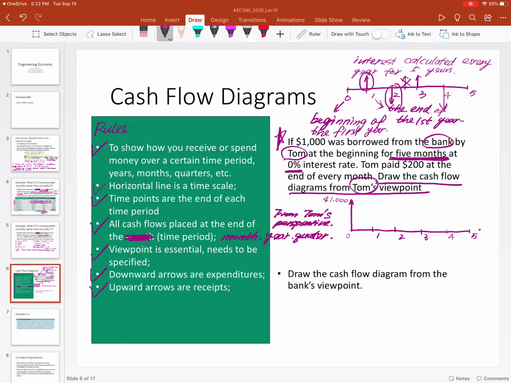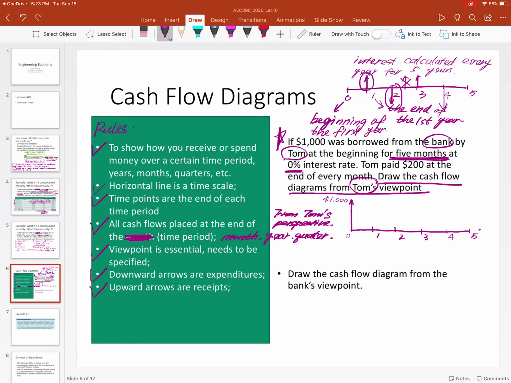All right, and then at the end of every month, Tom will pay back the bank $200, continuously until the end of the fifth month. So from Tom's perspective, that 200 is the money going out of his pocket. That's the outflow. So that arrow for that 200 should be going downward, right?